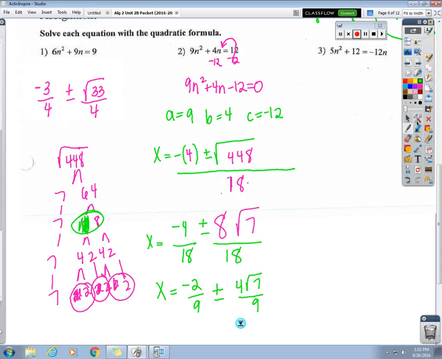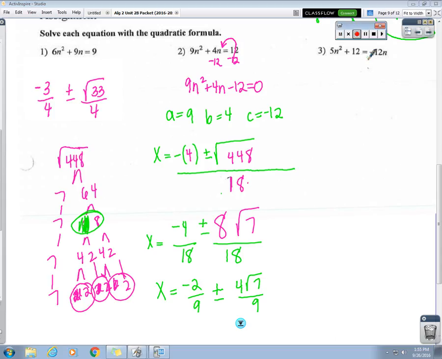Okay, I have something for you. What do I need to do first? Right, this 12n belongs over here. So that'll become 5n squared plus 12n plus 12 equals 0. I then identify the A, B, and C. What's the A? What's the B? And what's the C?